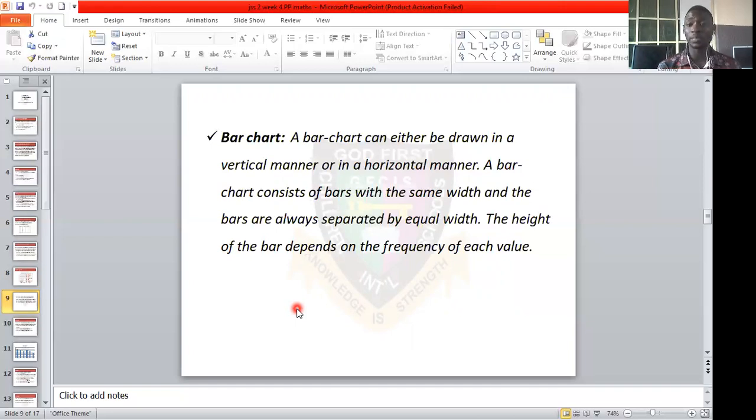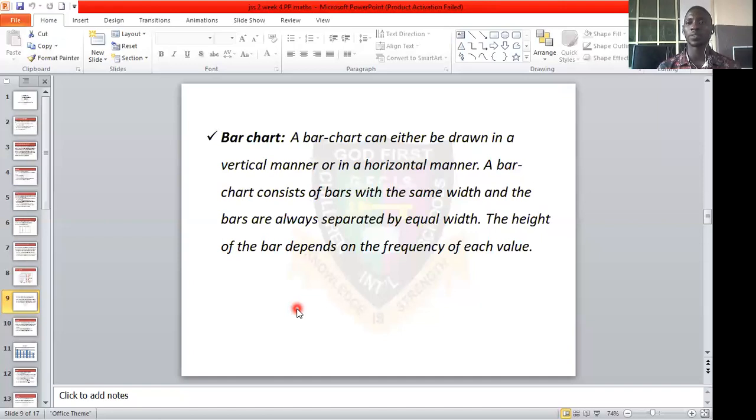While you have to consider the bars, the width of the bars must be the same in the drawing. It's not like one will be bigger and the other smaller. The same bars must be used, but the height of the bar depends on the frequency of each value. Like let's say you have four pieces of information; the heights of the bars are not equal.